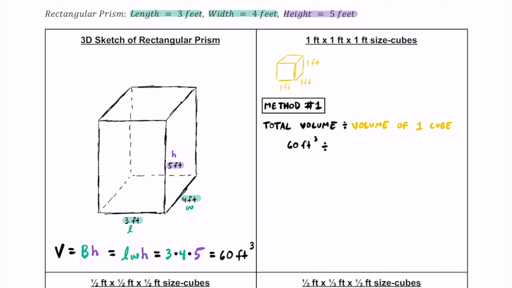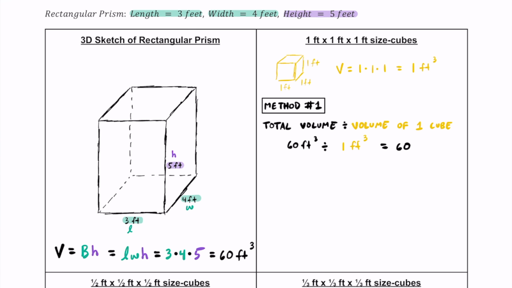But what's the volume of one of these little cubes? Well, volume, again, is going to be length times width times height, but this is just going to be 1 times 1 times 1. So the volume of this one little cube is going to be 1 foot by 1 foot by 1 foot, or 1 cubic foot. So we can divide the 60 cubic feet by 1 cubic foot. If we do that, 60 divided by 1, or we can write this as a fraction as well, is just going to be 60.